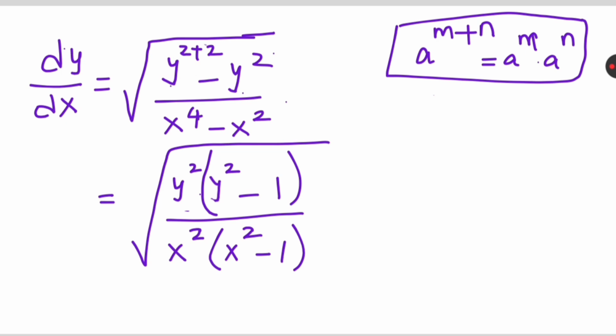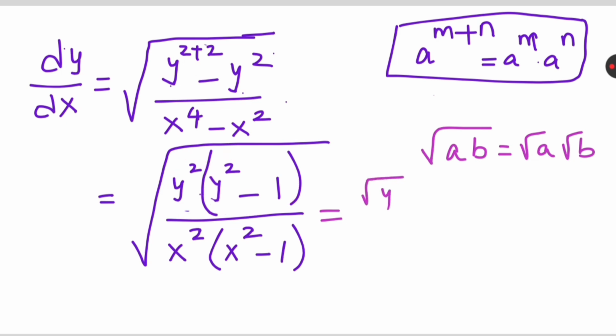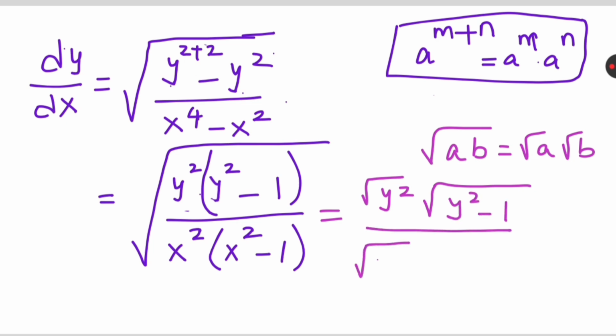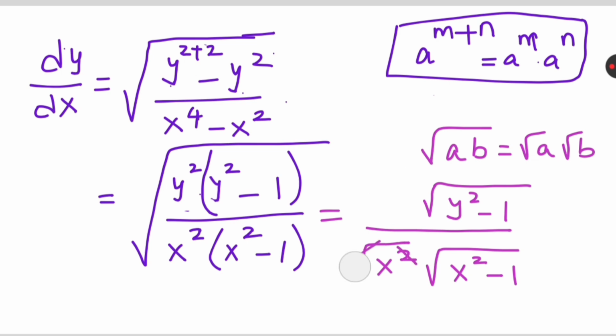Now observe only the numerator. The numerator is in the form of square root of ab. So we can write this as square root of a times square root of b. Same like that, we can write this as square root of y raised to the power of 2 and then square root of y raised to the power of 2 minus 1. Same like that, the denominator also we can write as square root of x raised to the power of 2 times square root of x raised to the power of 2 minus 1. Here square and square root get cancelled and here square and square root get cancelled. So we are left only with y in the numerator and x in the denominator. So this is the dy over dx.